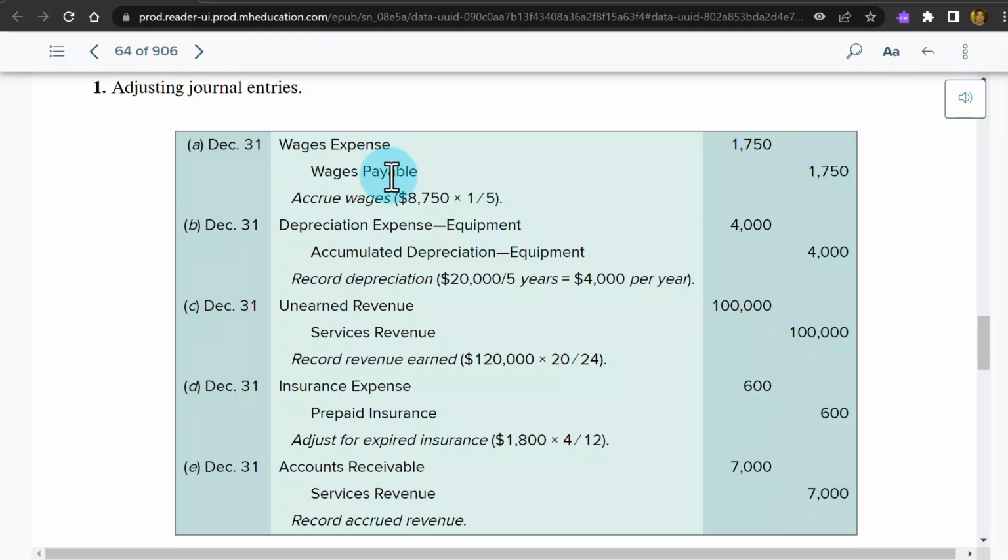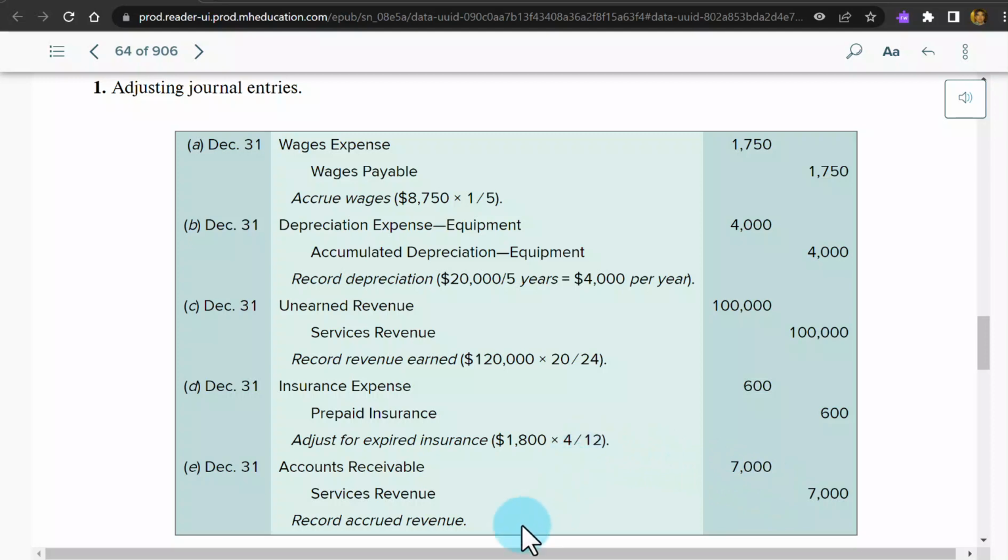Most adjustments are either debiting an expense or crediting a revenue account. If you're not doing that, probably you're doing either a transaction or correcting entry. And we would take these amounts and post them to the ledger accounts in the general ledger and pull the balances into a new adjusted trial balance.